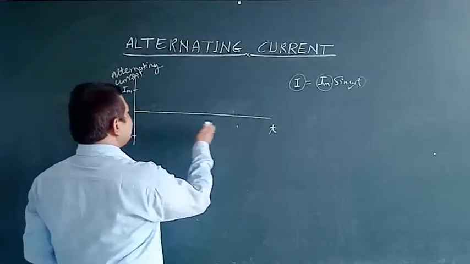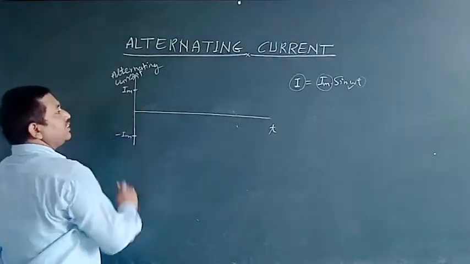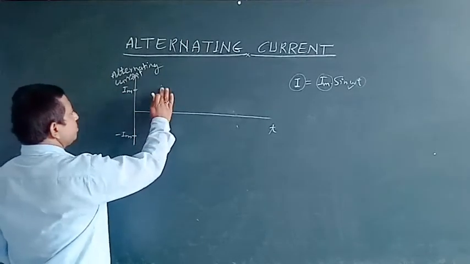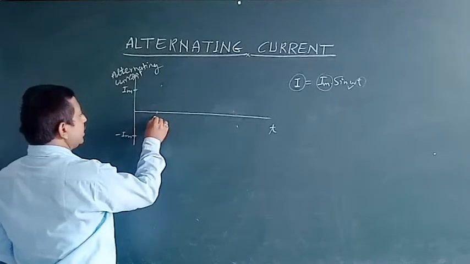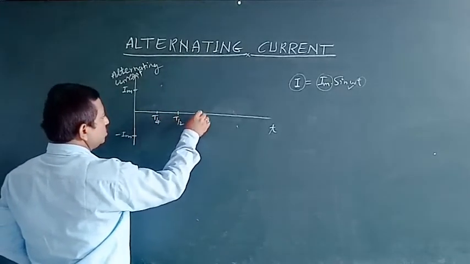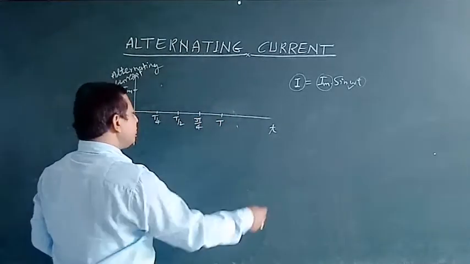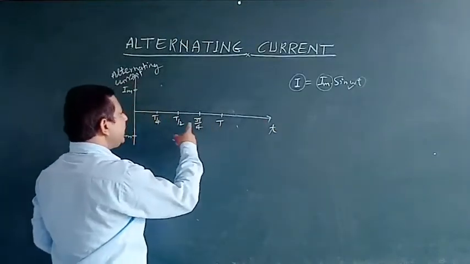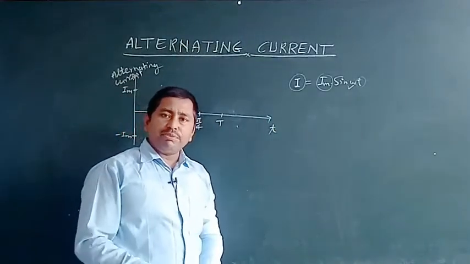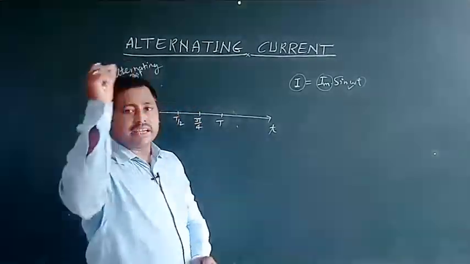So if you plot a graph between t and I, then we get a particular curve. Suppose that this time is T by 4, this one is T by 2, this one is 3T by 4, this one is T, and so on. So here T is the time period. It means the time in which the alternating current completes one cycle.